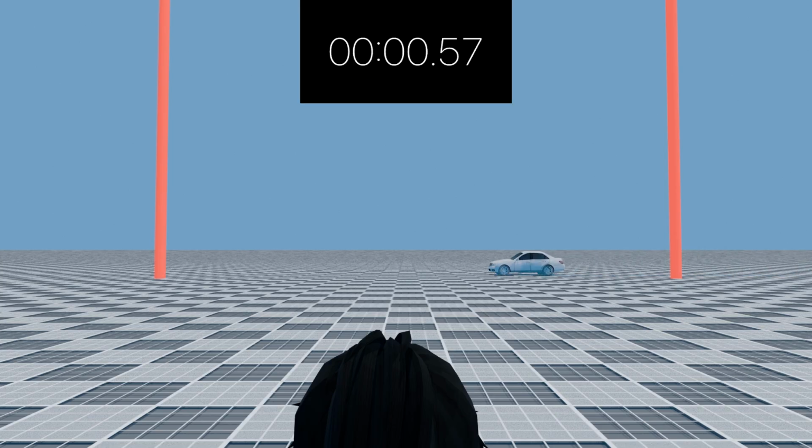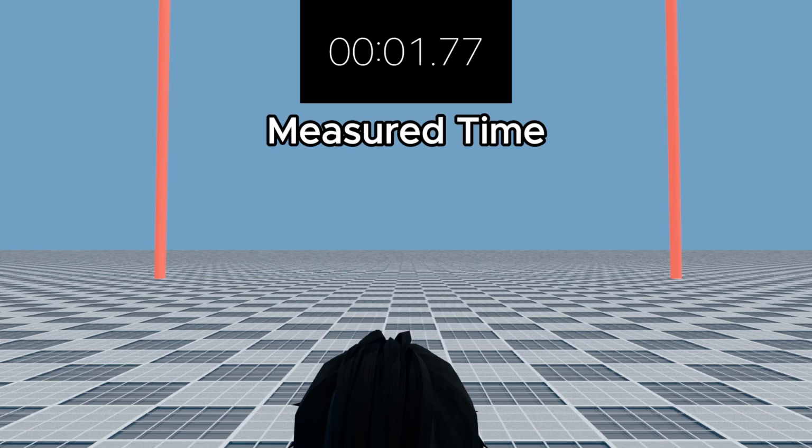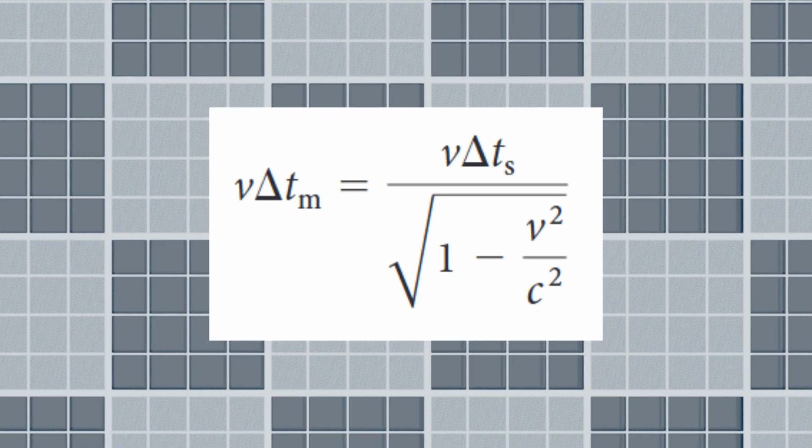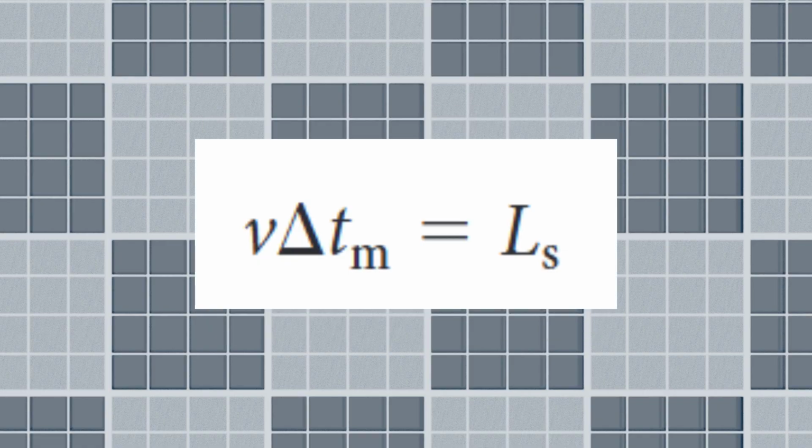Observer 1, our stationary subject, also measures the time. From their perspective, we refer to this as the measured time. The value for measured time can be calculated by this formula. When we multiply both sides by velocity, we get this. For Observer 1, the time Observer 2 travels multiplied by their speed will just be the proper length.